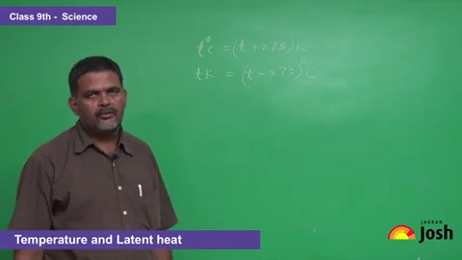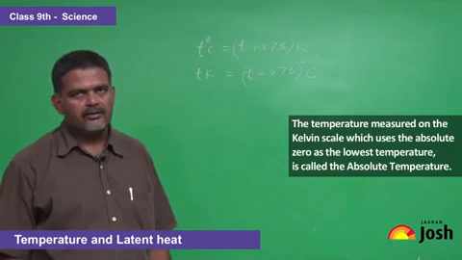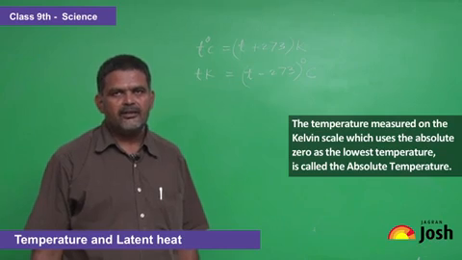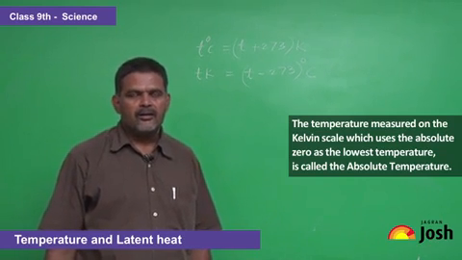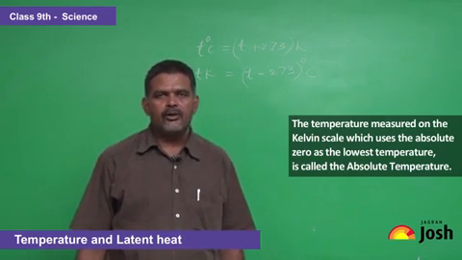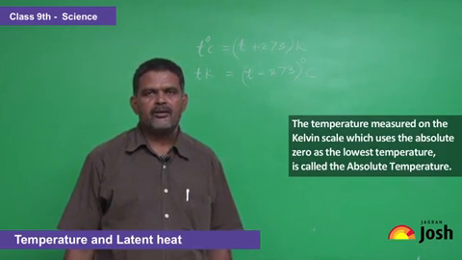What is absolute temperature? Absolute temperature is 0 Kelvin. 0 Kelvin, that is minus 273 degrees Celsius, is the absolute temperature. It is called absolute temperature because below that no temperature is possible. That's why this is known as the absolute temperature.